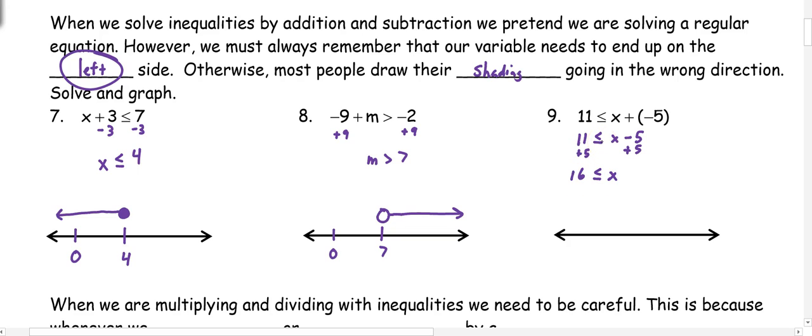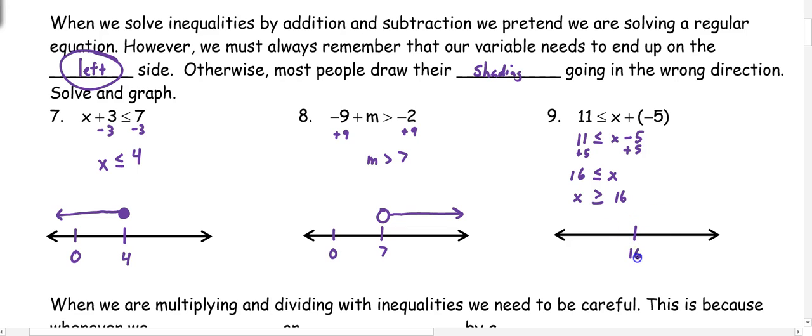Now, we can't graph this yet because our variable is not first. In order to get the variable first, we're going to switch the x and the 16, which means we also switch the direction of the sign. It was pointing to the left. Now it's going to point to the right. So we have x is greater than or equal to 16.